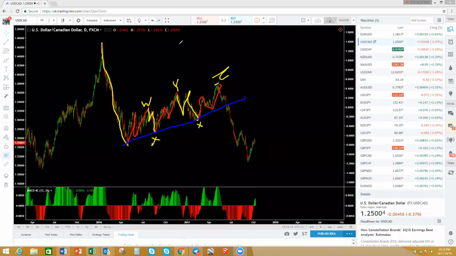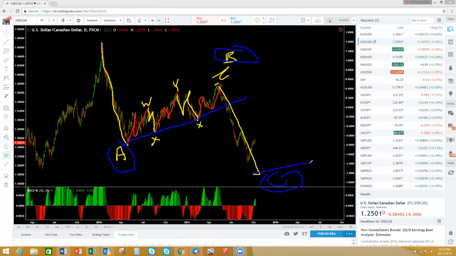And we are now simply waiting for this swing to be equal to this swing, giving us a nice A, B, C in the higher degree. We can just indicate with a blue color that this is a higher degree. You can see A, B, C here in this degree. And this C ends at 1.155. So that's our target. So any pullback that is happening here is nothing but a correction. So here, this is the correction that we're currently in, that we've just shorted again yesterday.